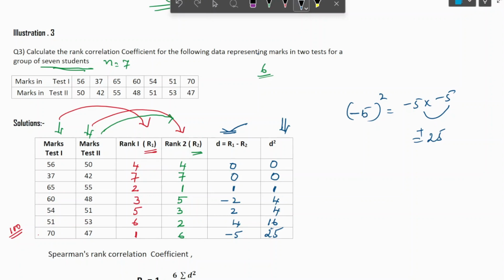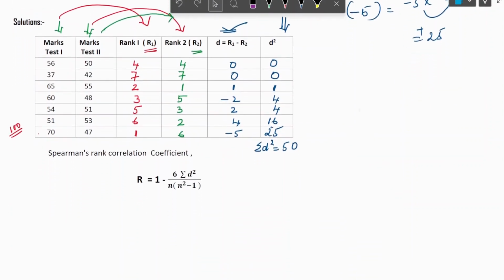Therefore, you have completed this. Last, what are you going to do? You are going to find sigma D square. In the last column, add the values here: 25 plus 16 plus 4 plus 4 plus 1. Therefore, that is going to be 50. So you have completed the values here, that is 50, sigma D square. Now the table is finished.